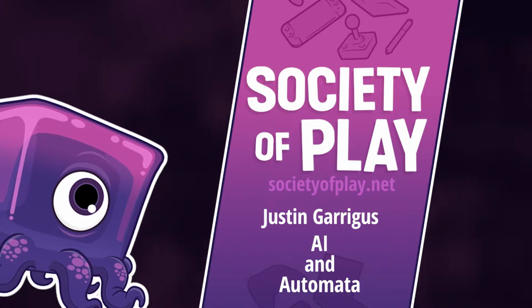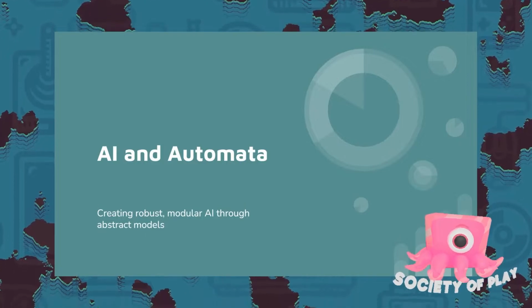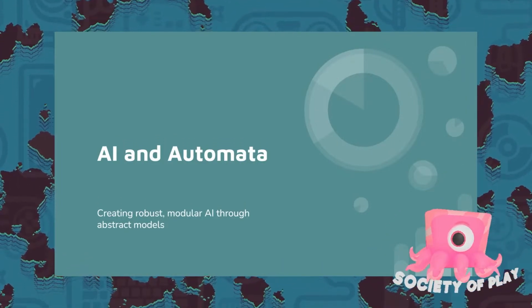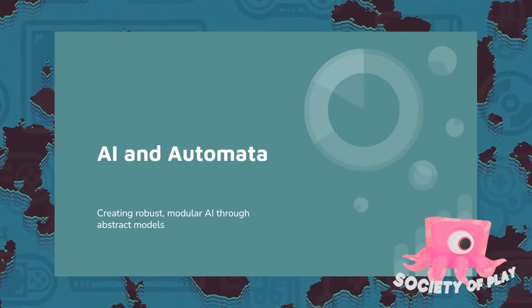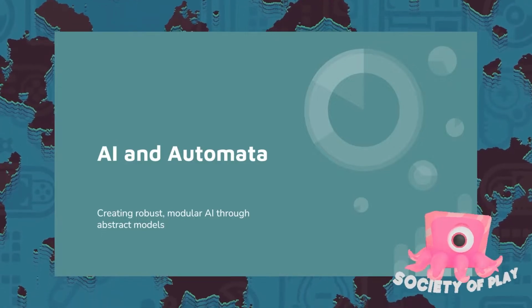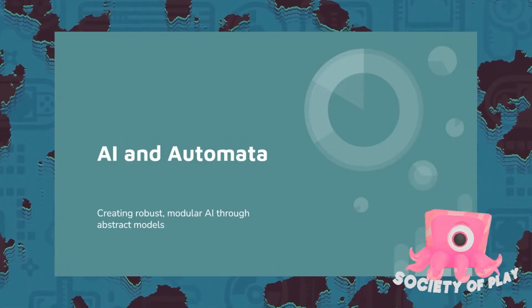Next up, we do have Justin Garrigus. Did I say that correctly? Garrigus. I added sounds on accident. My bad. That's okay. I love adding sounds to things. Justin, software developer. A talk about creating robust modular AI through abstract models.